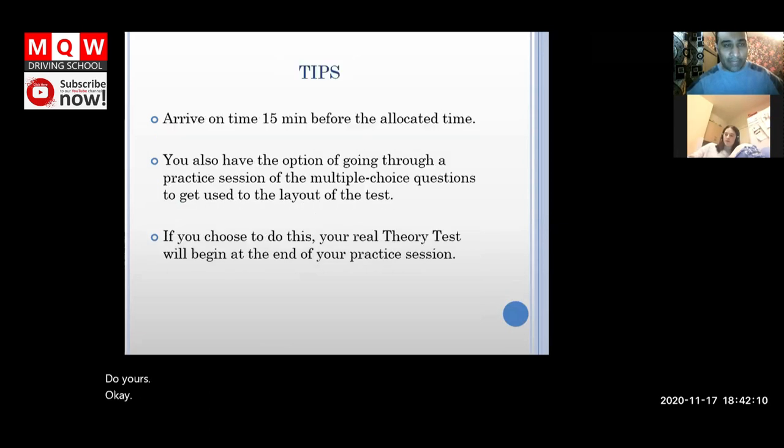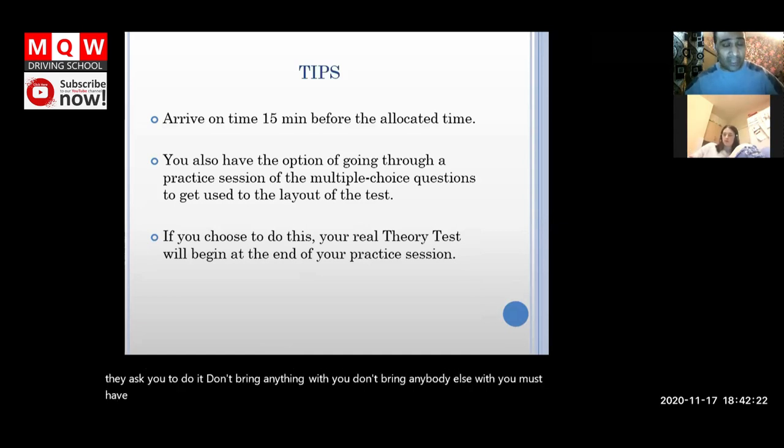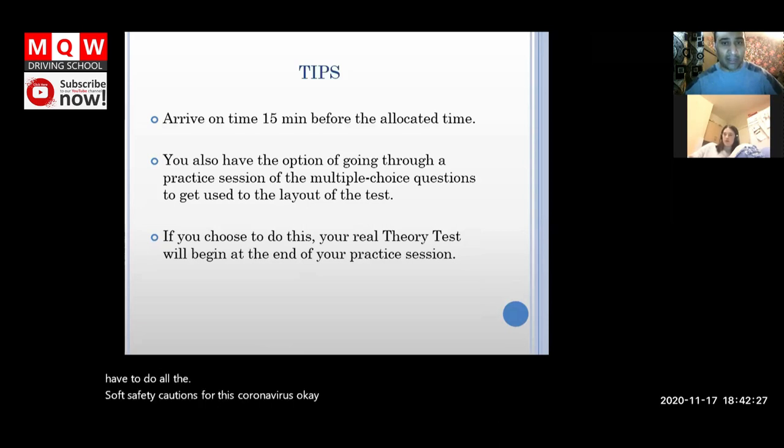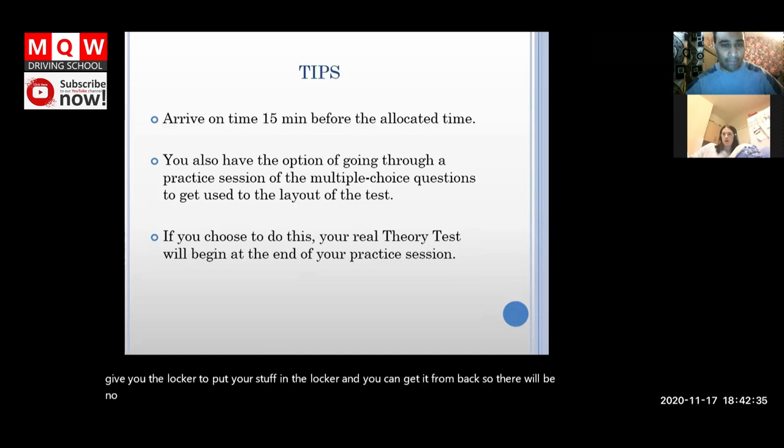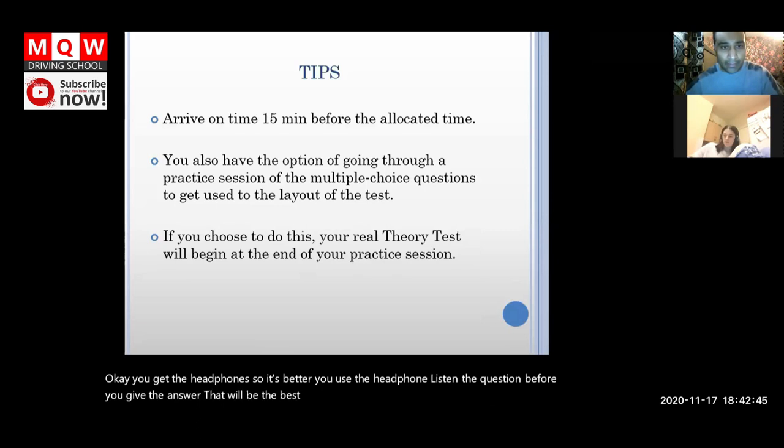So the tips for your test: make sure you arrive at the test center 15 minutes before the time they ask you to. Don't bring anything with you. Don't bring anybody else with you. You must do all the safety precautions for coronavirus, so your mask, anything, and then they will give you a locker to put your stuff in, and you can get it back. So there will be no mobiles, nothing. You get the headphones, so it's better you use the headphones and listen to the question before you give the answer. That will be the best way to understand the question.